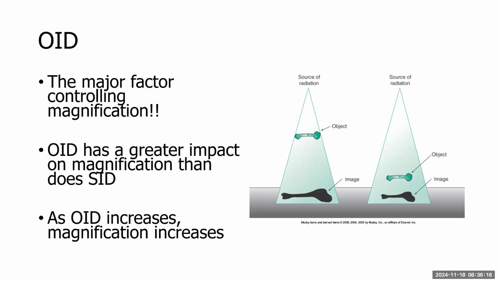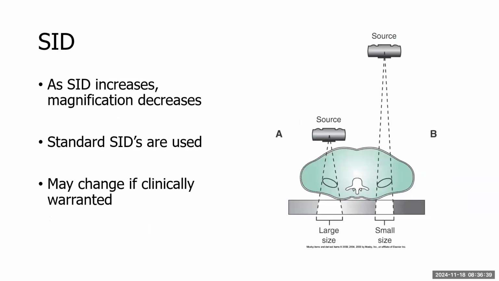So OID is the major controlling factor of magnification. You can see that in the image there: the size of the object as displayed in that image is much larger with the greater OID on the left than with the shorter OID on the right. Now, SID also does affect magnification, but not to the degree that OID does.